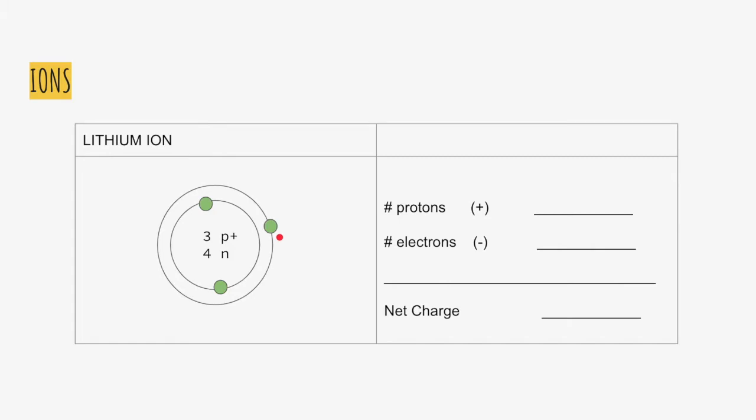So if I lose 1 electron, that is going to adjust my charge. So my protons are going to stay the same. We're going to have 3 protons, but we're losing 1 electron, so now we only have 2 electrons. Remember, protons are positively charged, so positive 3 minus 2, because electrons are negative, gives us a net charge of positive 1.